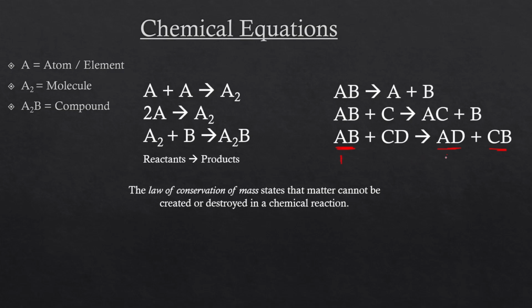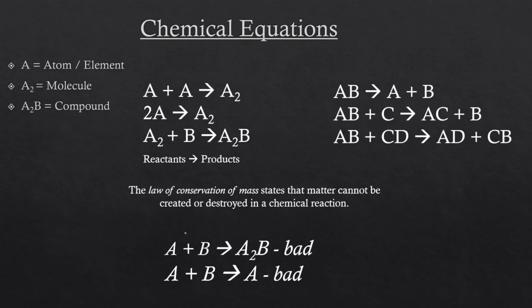I have one A going in, one A going out, one B going in, one B going out, one C in, one C out, and the same D in, D out, etc. They all follow the law of conservation of mass. It's just that they are rearranged, right? And that's a lot of what chemistry is, just manipulating matter.